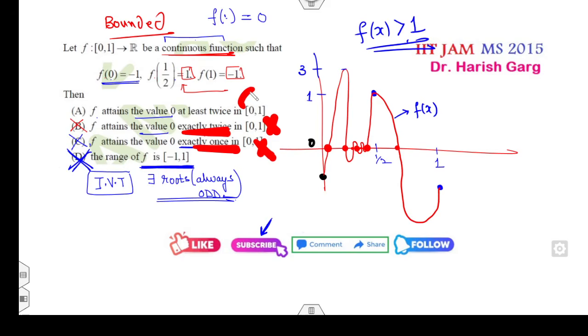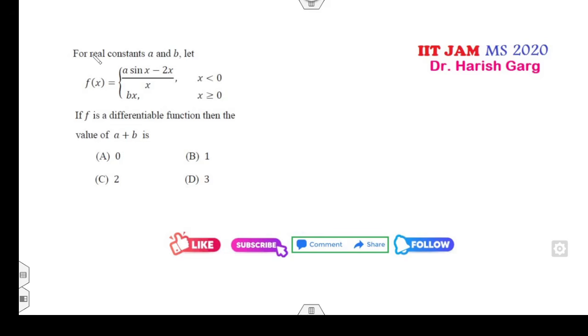Exactly 1. That option is cancelled. Now you can see इसमें odd मिला कि even मिला? You can see that 1, 2, 3, 4, 5, 6, 7. Fine. 7 roots are there in the interval 0, half. और half और 1 के बीच में odd numbers. So the right answer is only A is the correct answer. Okay, look at the next one.